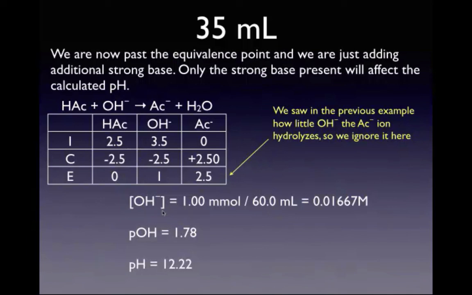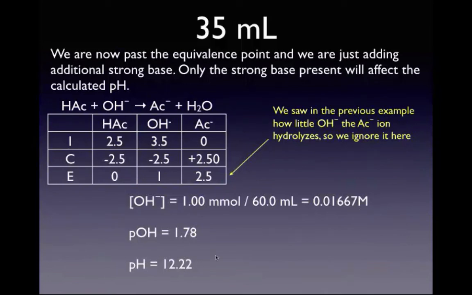So my hydroxide ion concentration is 1 millimole of hydroxide over, now I have 60 milliliters total volume, because I had 25 milliliters of acetic acid, and now I've added 35 milliliters of hydroxide. So my total volume in my solution is now 60 milliliters. So the concentration of hydroxide is 0.01667. You can see here we had the 5.6 times 10 to the minus 6 from the acetate ion, and so it really doesn't contribute to something that's at 0.017. So this is our hydroxide ion concentration. Calculate the pOH at 1.78. We calculate the pH now at 12.22.